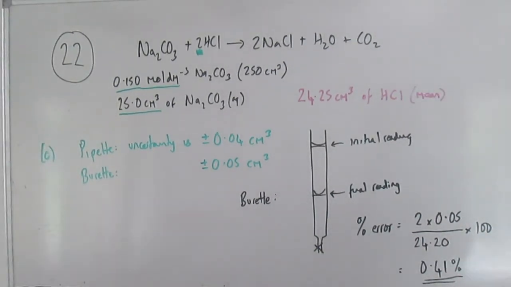So just to make sure you've answered the question, it said which one has the bigger percentage error, and obviously that number is bigger than the 0.16% that you got for the pipette, so the burette has the bigger uncertainty.